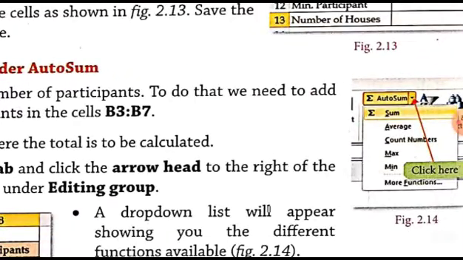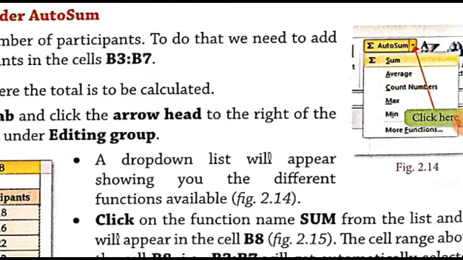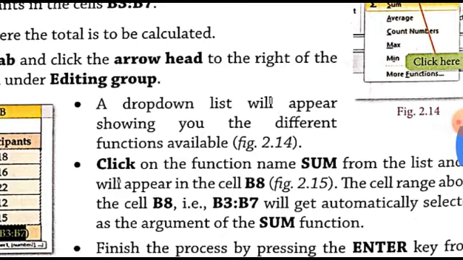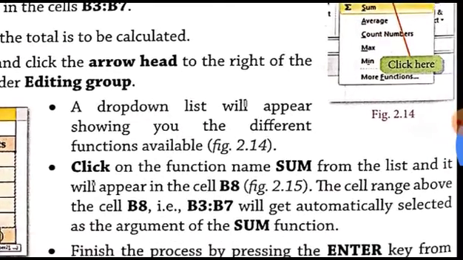When you click on the arrow, a drop down list will appear, which will show you the different functions which are available. You can choose any function from the drop down list and perform that function from the AutoSum feature. Here you want the sum, so you will click on the function name Sum from the list and it will appear in cell B8 as shown.